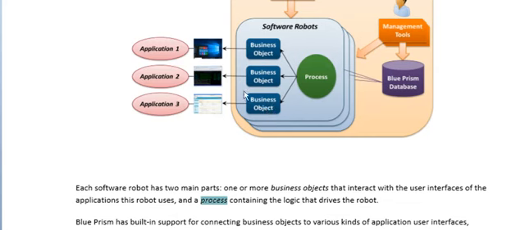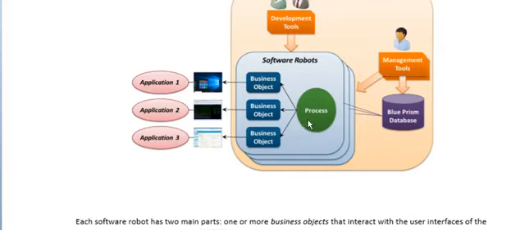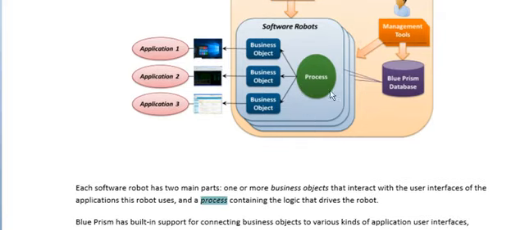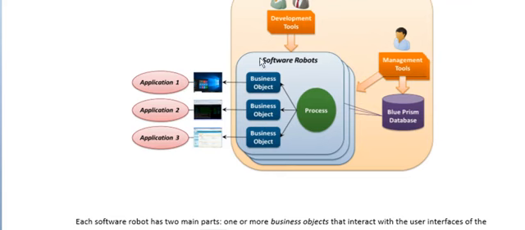Here we have three applications. These business objects interact with interfaces of the application of the robot which has been used. Here you can see the process. Process is only containing the logic which drives the robot. These software robots contain both business object and process studios.